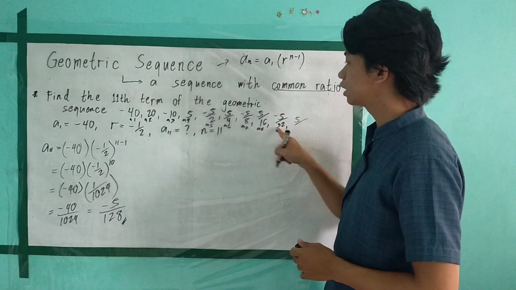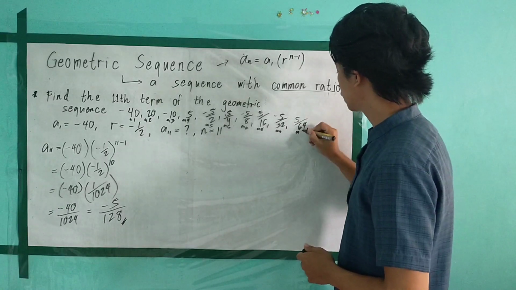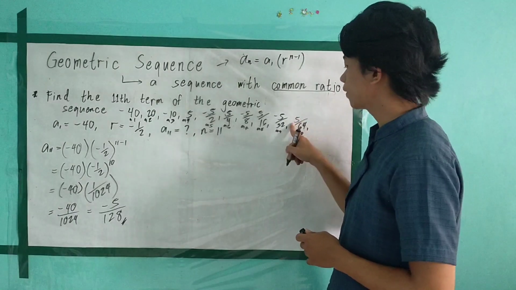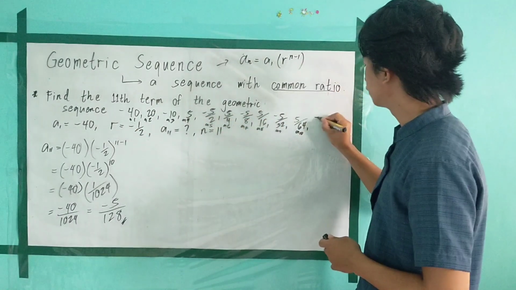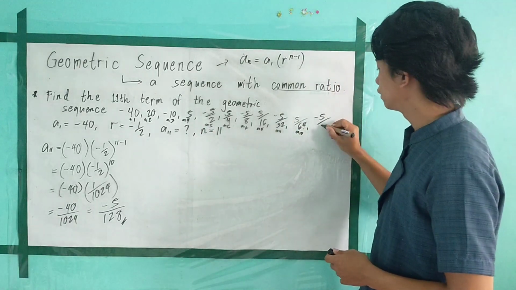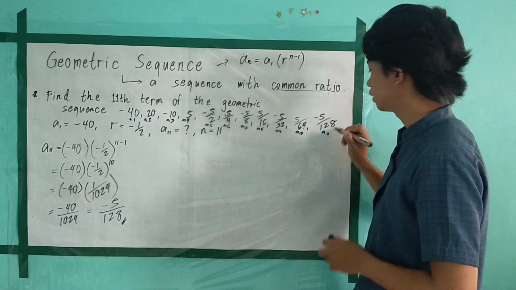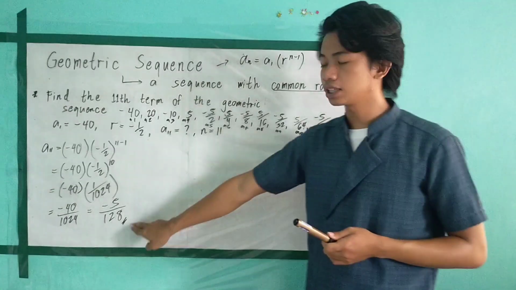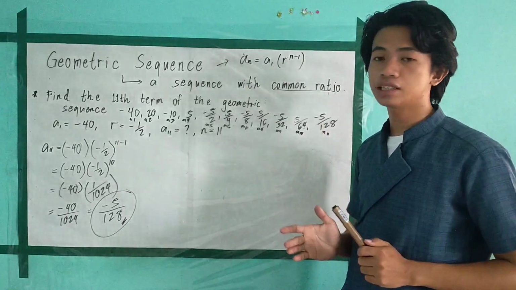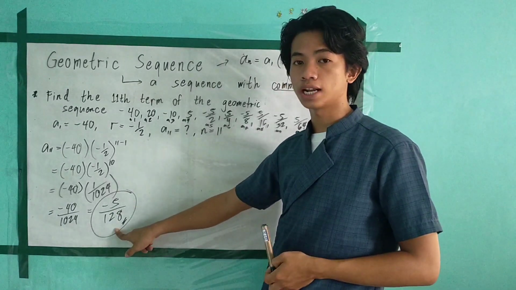And then, 32 multiplied by 2, we have 64. So, this is our a sub 10. Next, negative 5 over 64 multiplied by 2, we have negative 5 over 128. So, this is our a sub 11. So, same lang din siya sa ating answer. Okay? So, ang pang 11 term natin sa ating sequence ay negative 5 over 128.